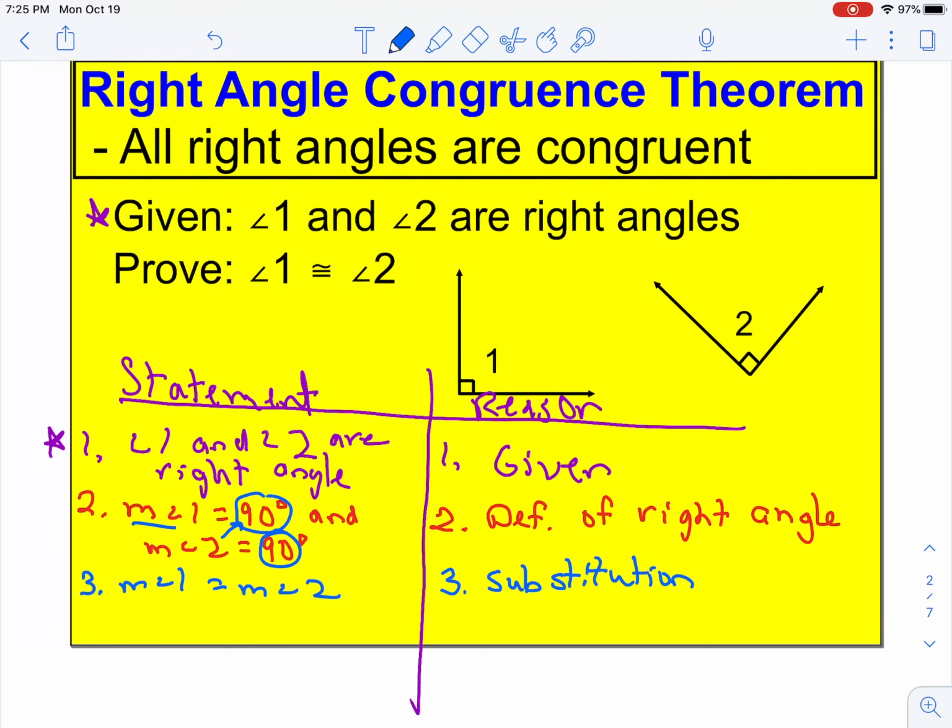And now we just have one kind of picky detail. Again, these are very similar statements, but notice we're trying to prove here that angle 1 and angle 2 are congruent. We haven't proved that. We've proved the measures are equal. Well, that's what congruence means. So our final step is to state that angle 1 is congruent to angle 2, and that is by the definition of congruent angles. So now we have proven our right angle congruence theorem.